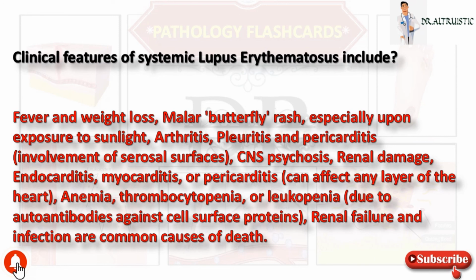Clinical features of systemic lupus erythematosus include fever and weight loss, malar, butterfly, rash, especially upon exposure to sunlight, arthritis, pleuritis and pericarditis, involvement of serosal surfaces, CNS psychosis, renal damage, endocarditis, myocarditis, or pericarditis, which can affect any layer of the heart, anemia, thrombocytopenia, or leukopenia, due to autoantibodies against cell surface proteins. Renal failure and infection are common causes of death.